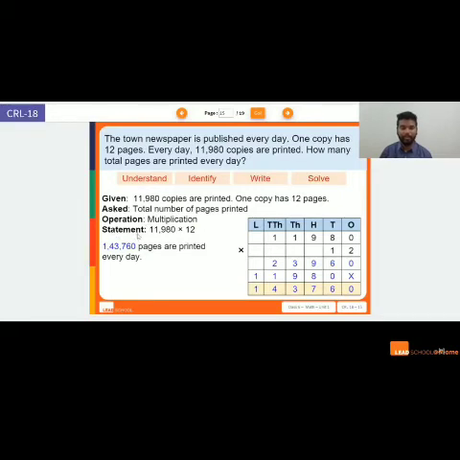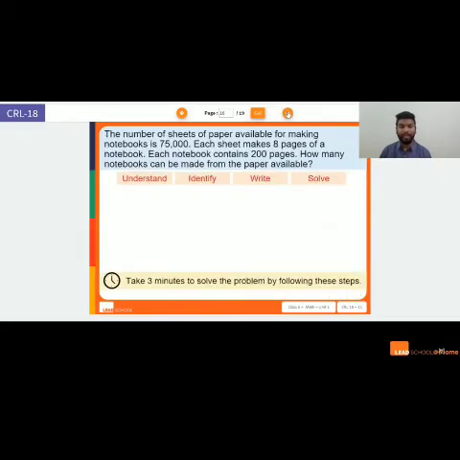The mathematical statement would be 11,980 into 12. Again, a quick place value box, solving it. So I know there are 1,43,760 pages to be printed every day. All right. Now let us look at another problem.